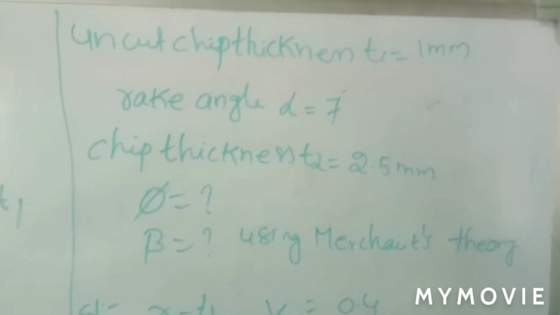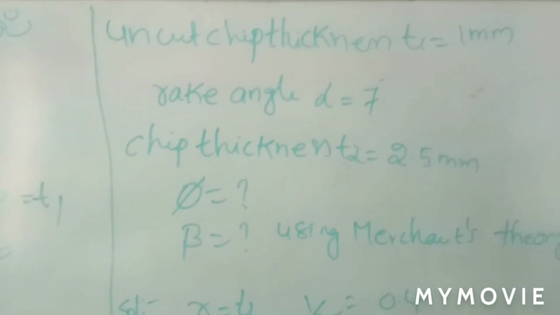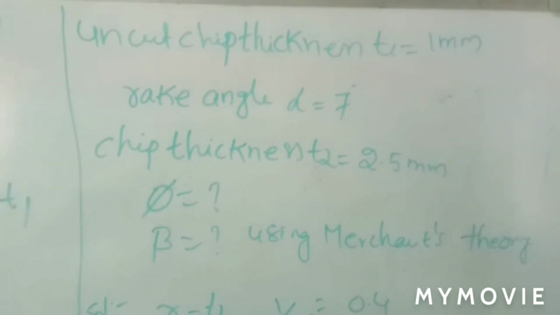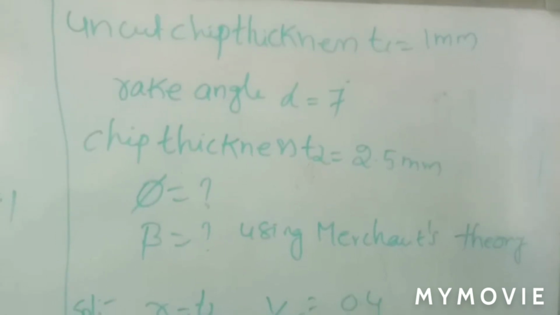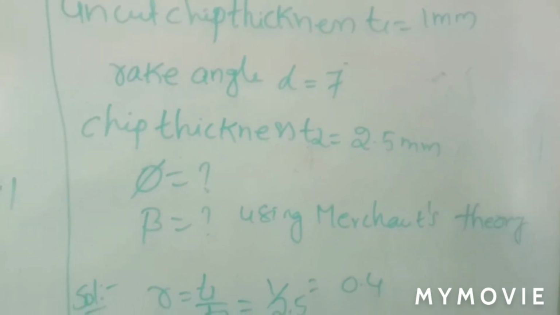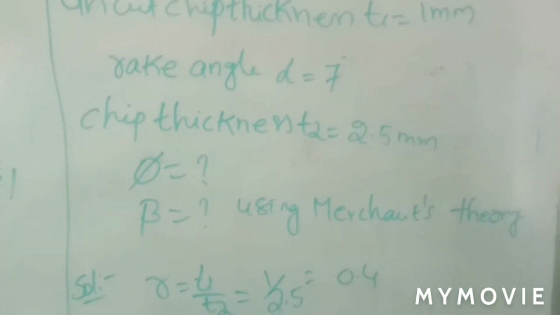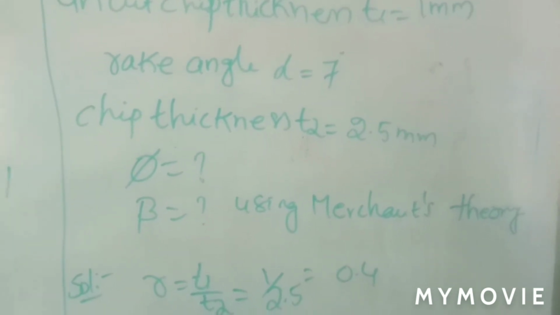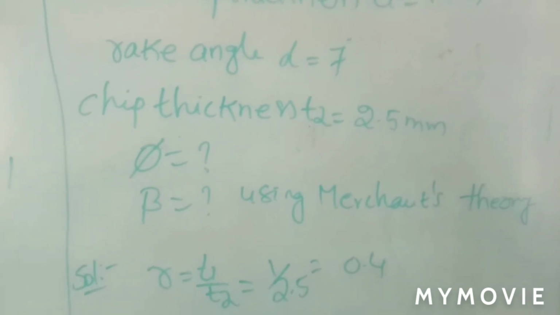So in this case the term mentioned here is uncut chip thickness. Uncut chip thickness is t1. t1 equal to 1 mm. And rake angle is alpha. Alpha is 7 degrees. Rake angle alpha is 7 degrees. And chip thickness t2 equal to 2.5 mm.